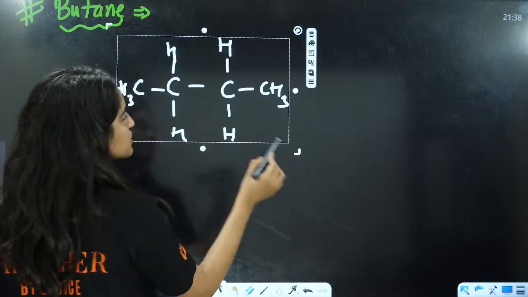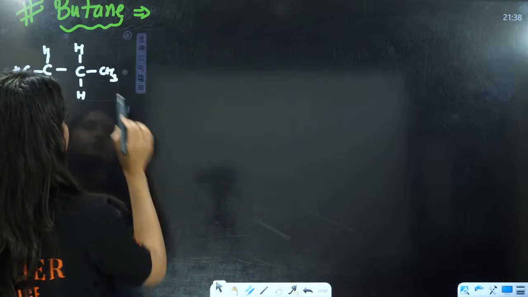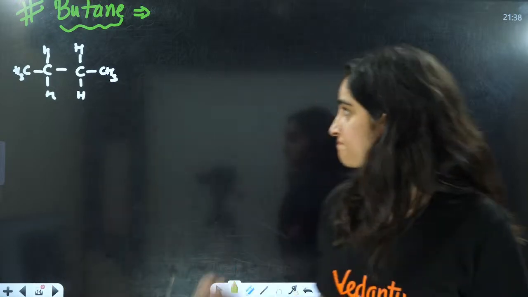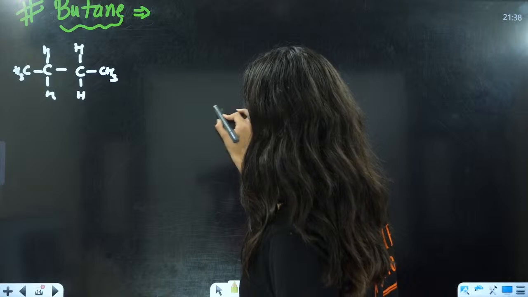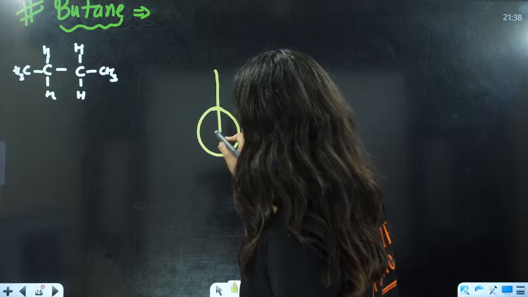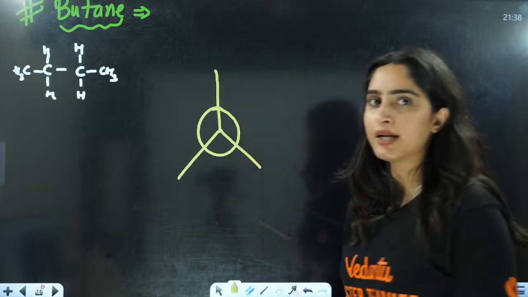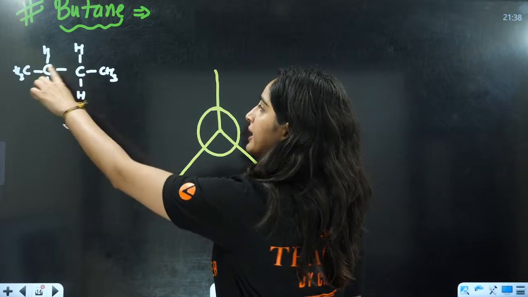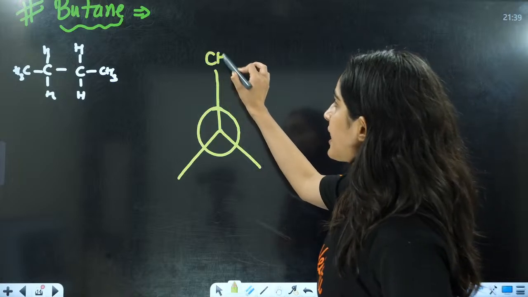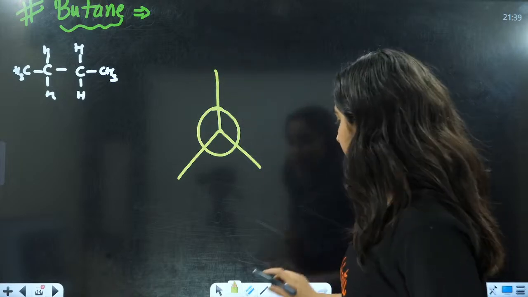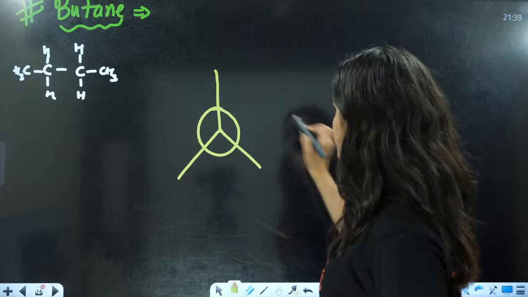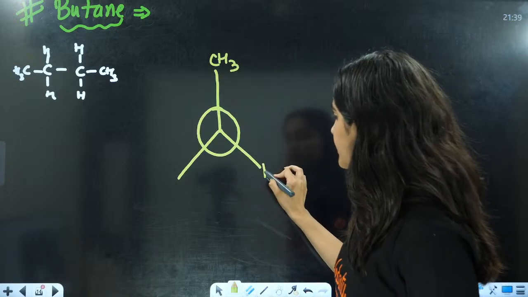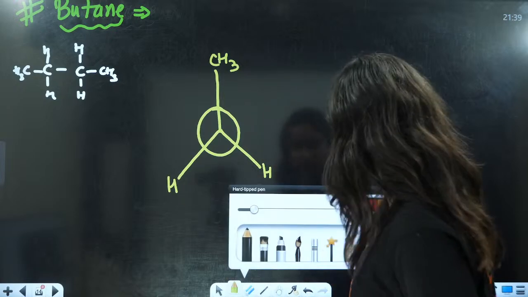Now we have 4 structures for butane. Let us draw the 4 structures of butane. The first structure: draw this BMW here. After that, what are we going to write? This is the front, this is the back. In the front, you write CH3. The pen tip should be small. CH3, this is H and this is H, right?